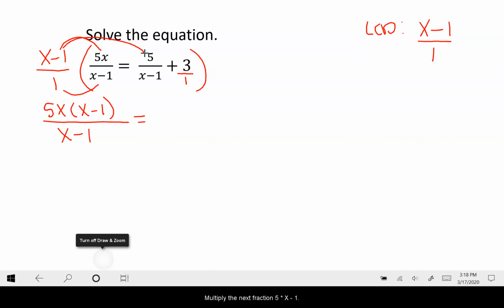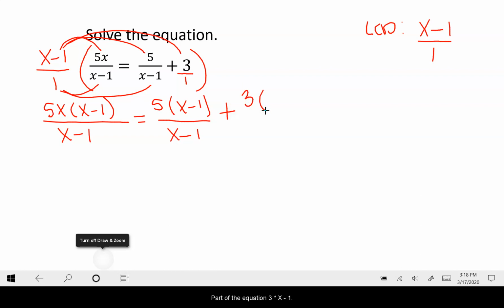Now multiply the next fraction. 5 times x minus 1. Now multiply your bottom. x minus 1. And now multiply x minus 1 with your last part of the equation. 3 times x minus 1. And then 1 times 1 is 1.